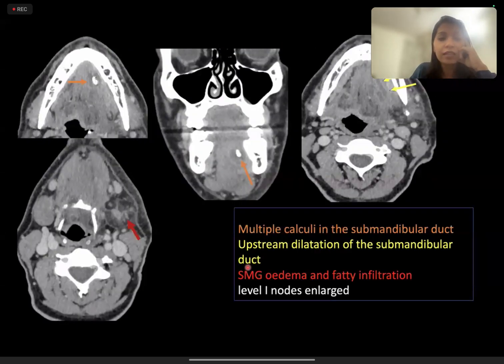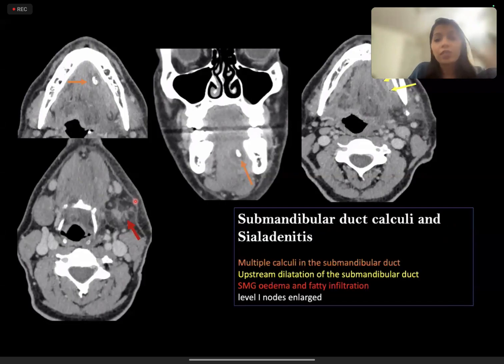what we're seeing here is hyperdensity within the sublingual space towards the left, which is in keeping with a calculus, and there's associated upstream dilatation of the submandibular duct, seen here with the yellow arrow. There's also edema and induration of the left submandibular gland and enlargement of the level 1A and 1B lymph nodes. So the diagnosis here is submandibular duct calculi with sialadenitis.